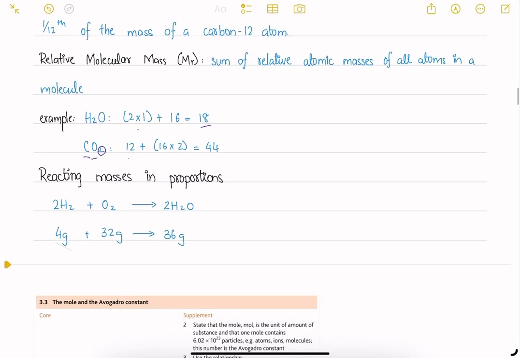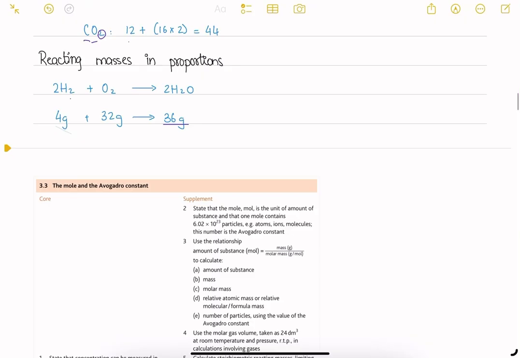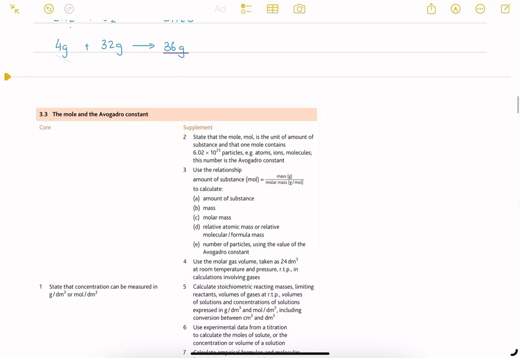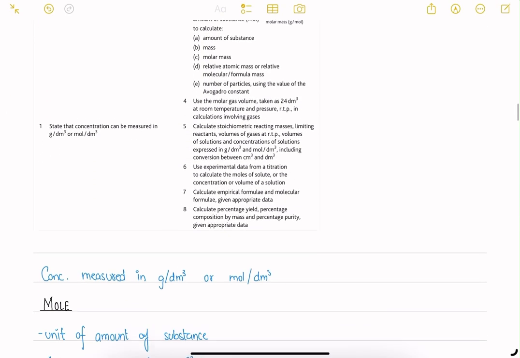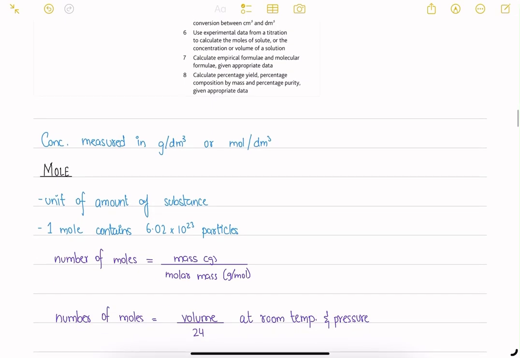Okay, then we have the reacting masses and proportions. So we have 4 grams of hydrogen because 2 times 2 is 4. Then we have 32 grams of oxygen, 16 times 2 is 32, which gives us 36 grams of water. So this is how we get the reacting masses. That's basically using the ratio method. Now let's discuss moles. A mole is a measure of the amount of a substance. 1 mole contains 6.02 x 10^23 particles. This is called Avogadro's constant.